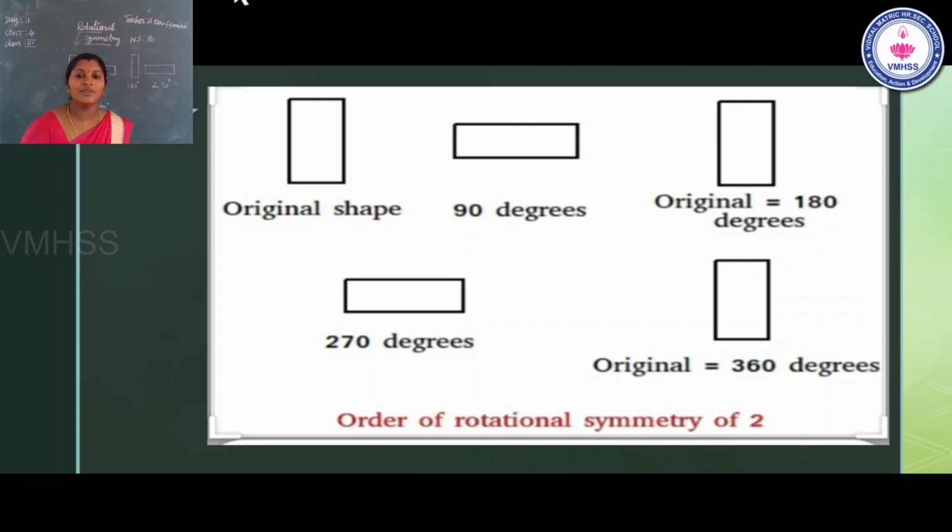See the slide. So first one is the original shape. Okay. See, I have one duster. Okay. So this is the original shape. Okay. So next I turn, I rotate the duster. So this is 90 degree. Okay. Dear children, listen.